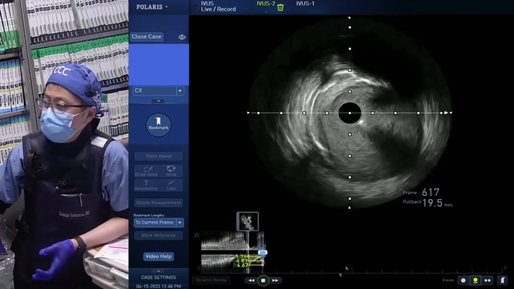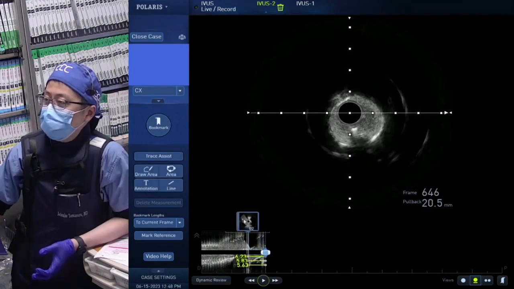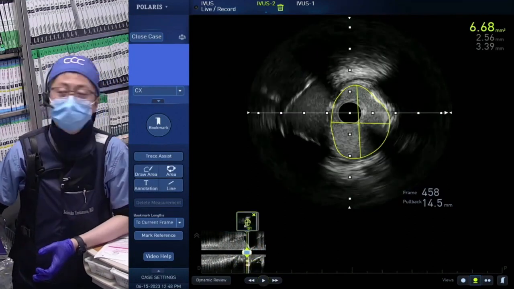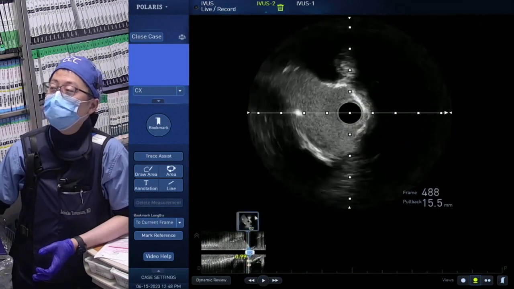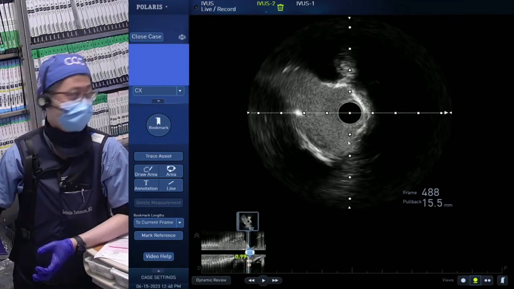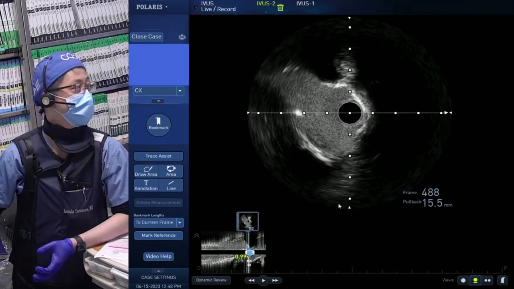So by IVUS, the osteo circ is patent. But the issue is that this is an angulated circ, so it is tough to see the real osteo area because there is a lot of plaque in the bifurcation part. So this is one of the limitations of the IVUS.